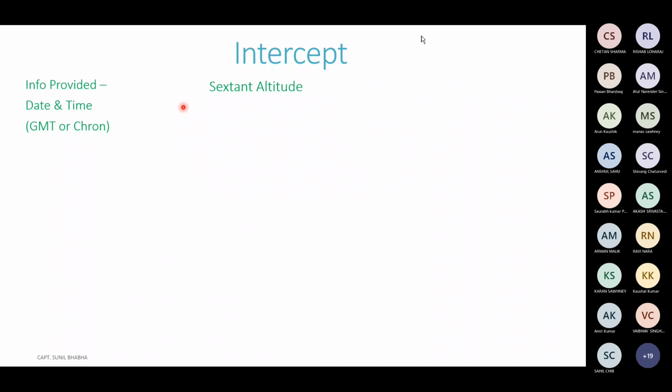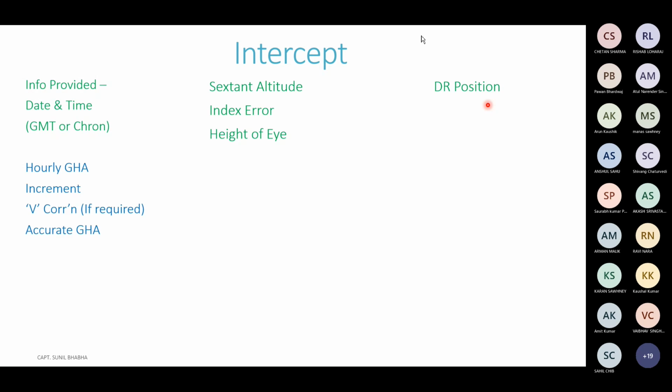The second set of information is the sextant altitude, and along with it, they provide us with the index error of the instrument, the sextant, and the height of eye of the observer, which is required for dip correction. And the third set of information was the DR position, the DR latitude, as well as the DR longitude. So if you see, the information provided to us is exactly similar to what was in longitude by chronometer. So let's see the method also. The method is also quite similar.